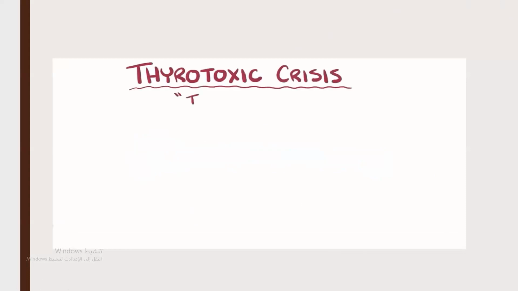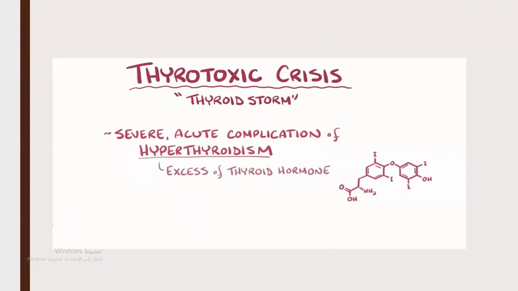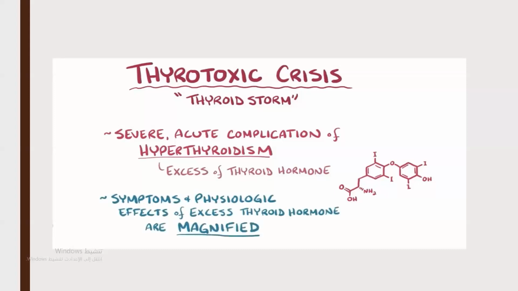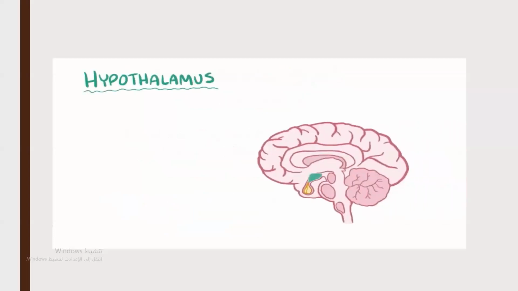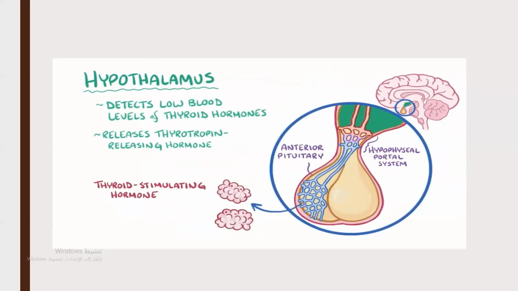Thyrotoxic crisis, more commonly called thyroid storm, is a severe, acute complication of hyperthyroidism. In hyperthyroidism, there's an excess of thyroid hormone, and in thyroid storm, the symptoms and physiologic effects of having excessive thyroid hormones are suddenly magnified. Normally, the hypothalamus, which is located at the base of the brain, detects low blood levels of thyroid hormones and releases thyrotropin-releasing hormone into the hypophyseal portal system, which is a network of capillaries linking the hypothalamus to the anterior pituitary. The anterior pituitary then releases thyroid-stimulating hormone, also called thyrotropin, or simply TSH.